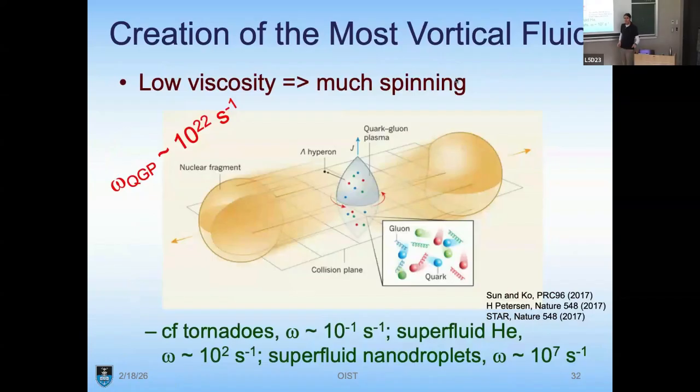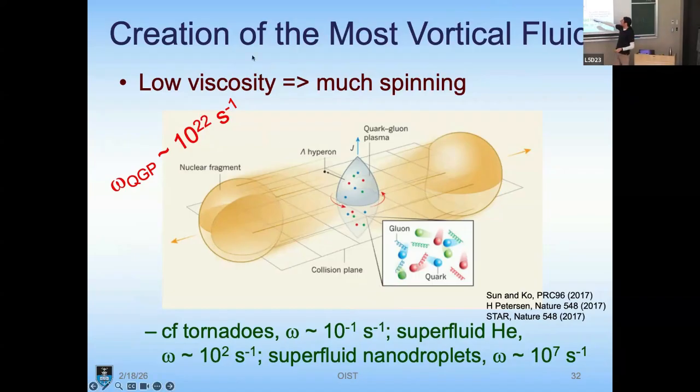Another thing that can happen when you have these two nuclei going past each other at roughly the speed of light is that you expect the medium to be spinning. And if the medium has very, very little viscosity, then these vortices will imprint themselves on the polarization of certain particles that emerge from the medium. And you can measure that.